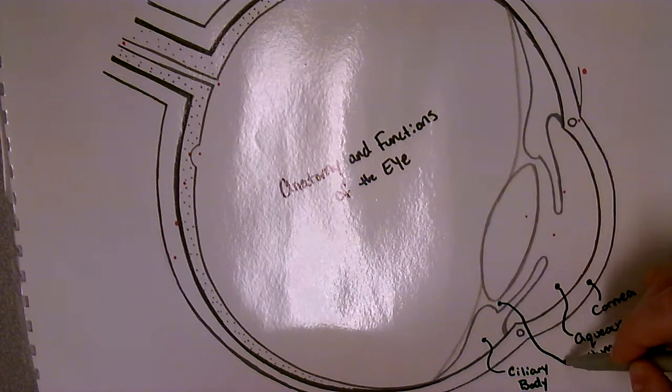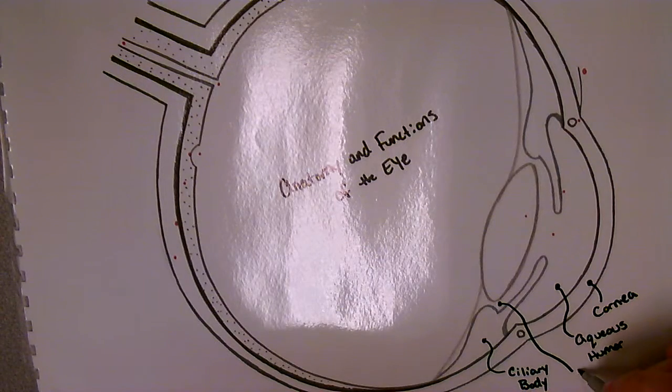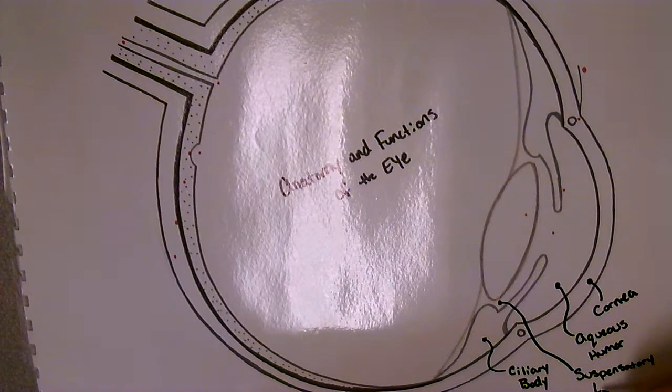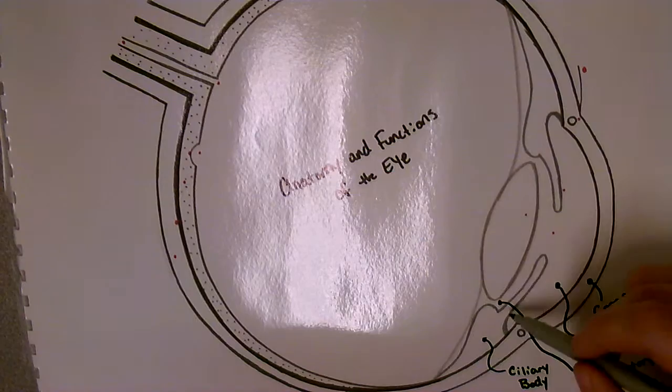Here we have the suspensory ligament. And the suspensory ligament is the long thin fibers that connect the lens to the ring of ciliary muscles here.